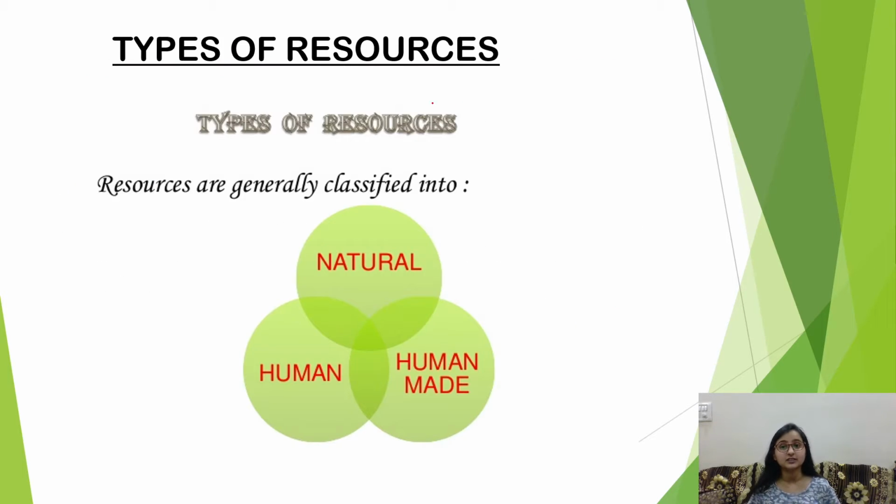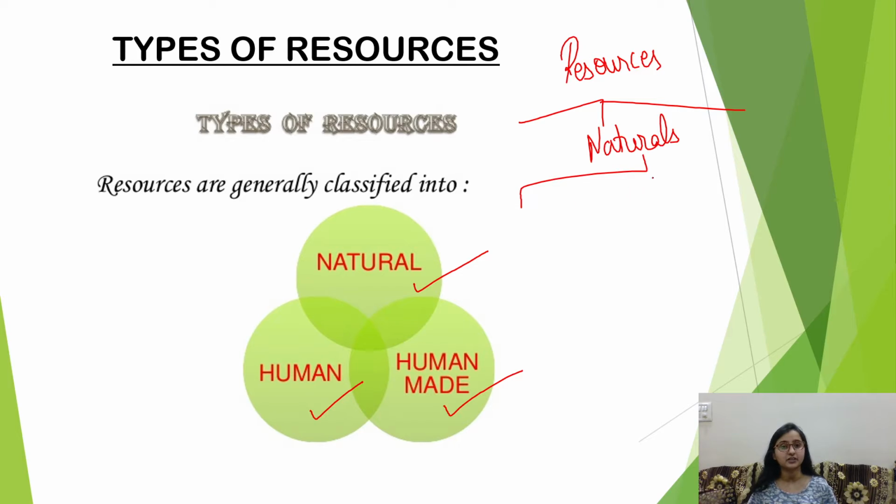So moving ahead, let's discuss the types of resources. Basically, resources are divided into three major types. First is natural resources, second is human resources, third is human made resources. Natural resources are further divided on the basis of origin, on the basis of renewability and all these things. But in this video we are not including that. I will try to upload a video in which the types of natural resources are mentioned. But right now we are just taking an overview of the resources and types of resources.